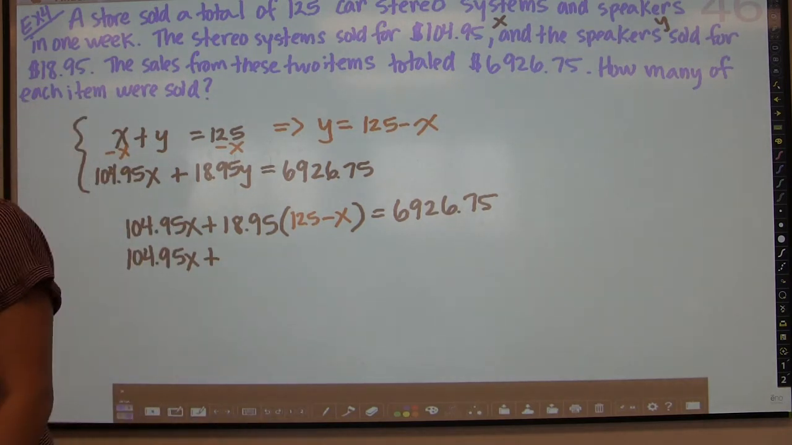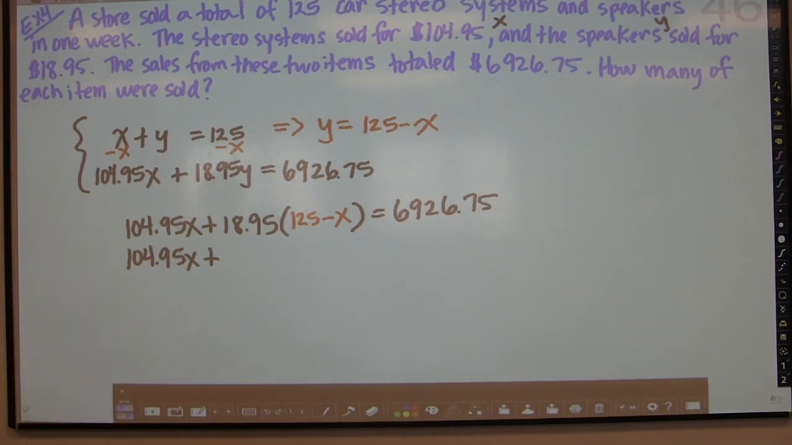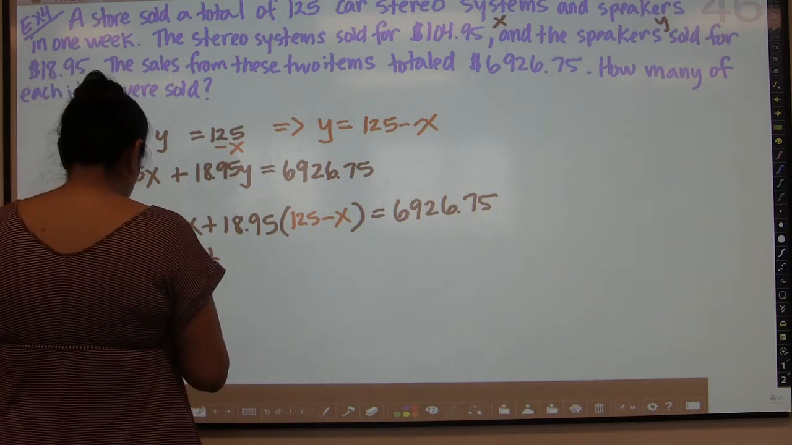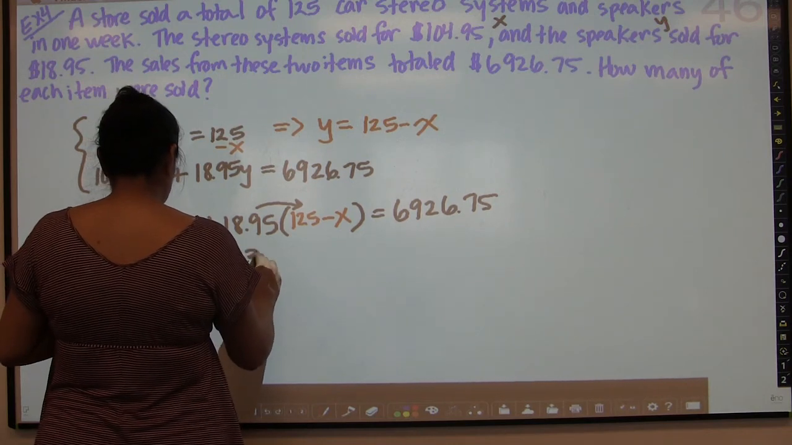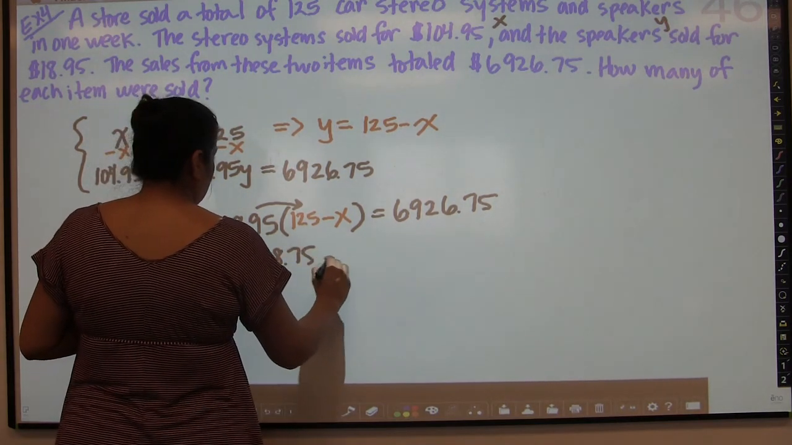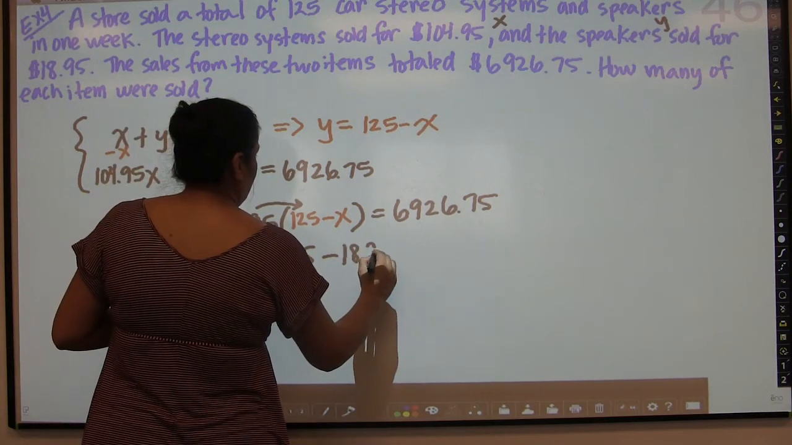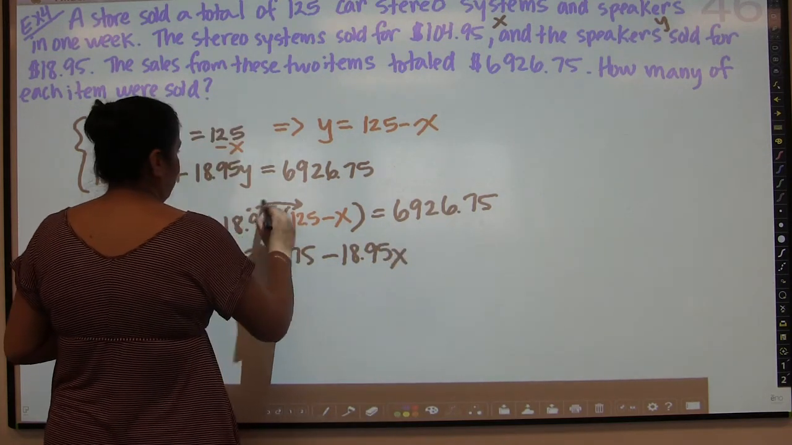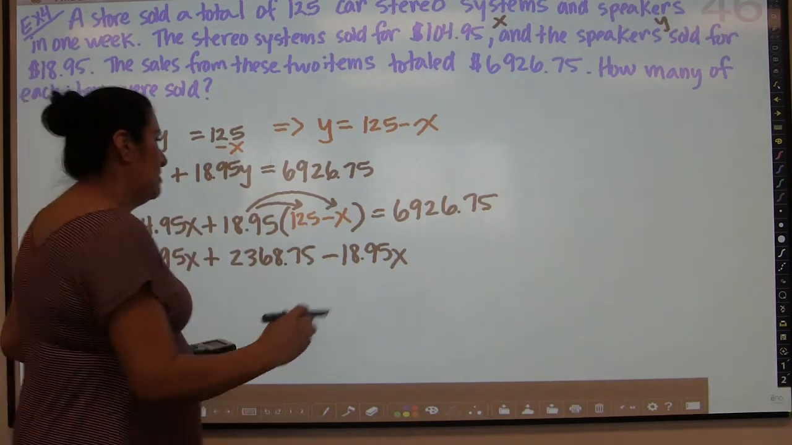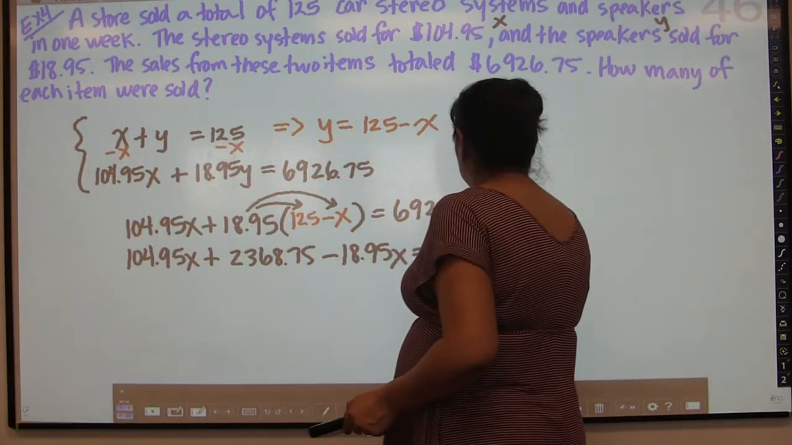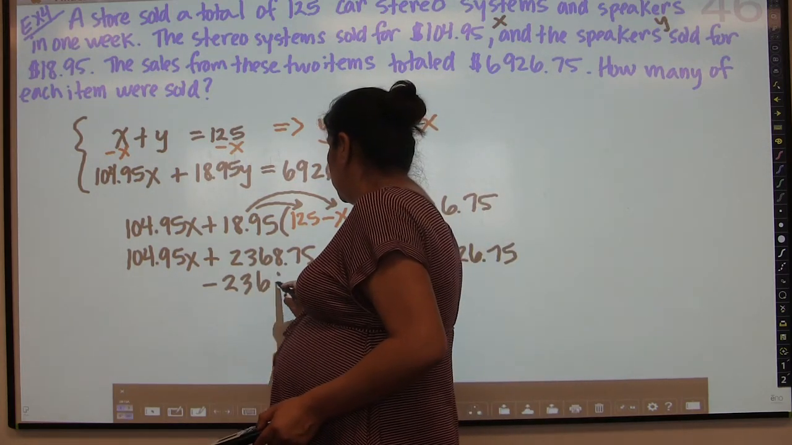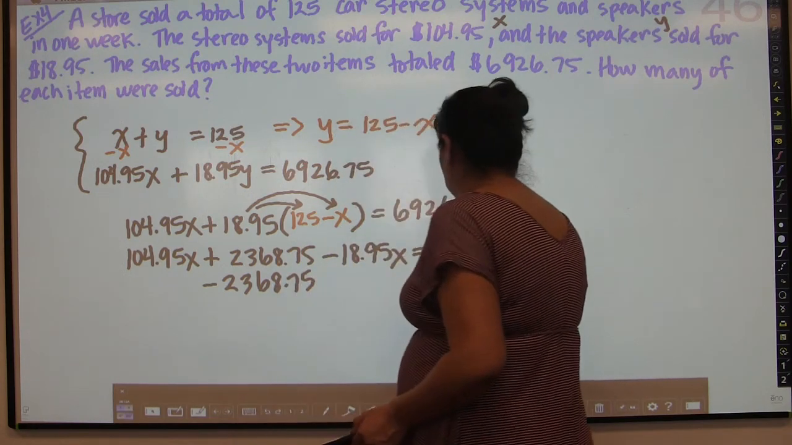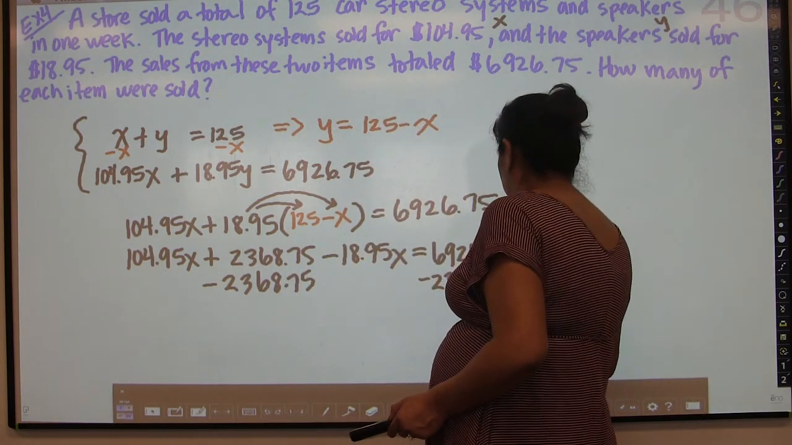So we're going to get 18.95 times 125. So this times that is going to be 2368.75 minus 18.95x, because 18.95 times negative x is negative 18.95x, equals 6926.75. I subtract 2368.75, subtract 2368.75.